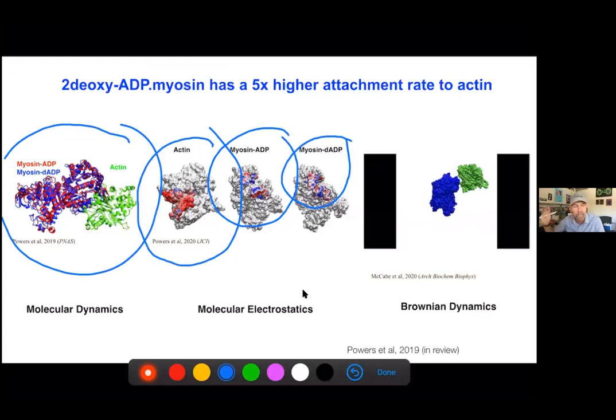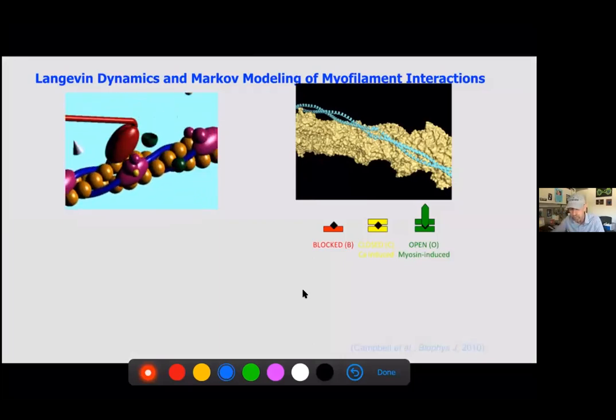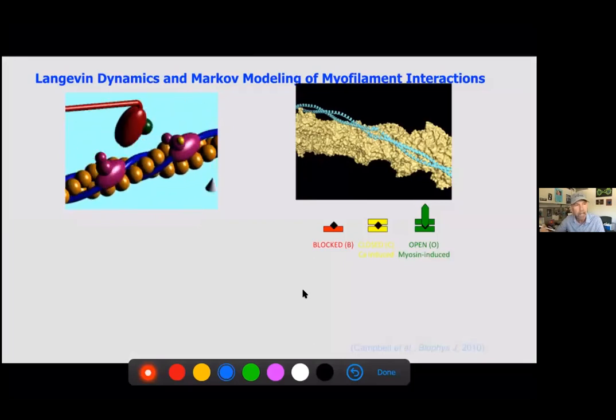Okay, and this is now rigid body simulations of the molecule, and you can see the myosin is trying to bind to the actin. And if you do that thousands and thousands of times with both the myosin ADP structure and the myosin deoxy ADP structure, you can work out how the on rate, the attachment rate of myosin to actin, is affected by the presence of deoxy ATP. And the short answer was it increases it about 5-fold. So now we knew something very specific about the molecular action of deoxy ADP on the molecular motor.